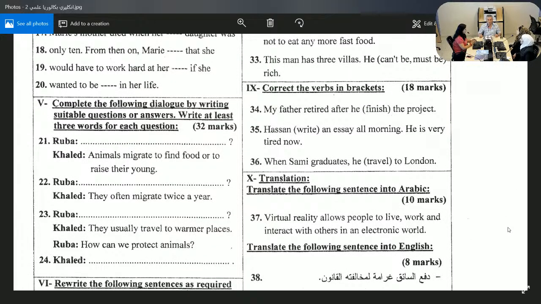Hassan writes an essay all morning. All morning indicates the present perfect continuous. We have results in the present for something that happened in the past. He is very tired now because he's been doing something for a long time. He's been writing an essay all morning.